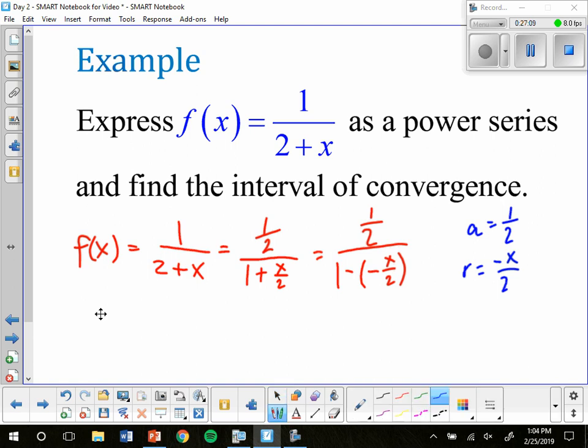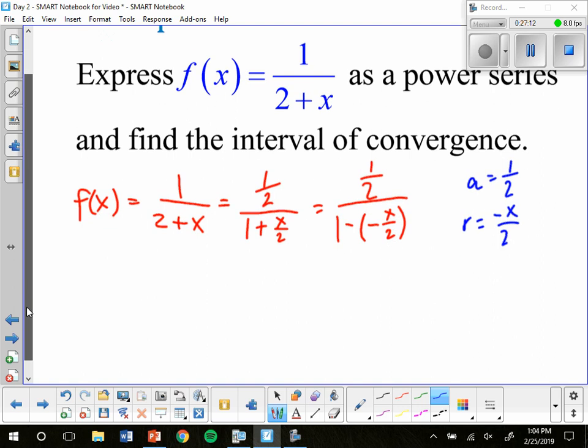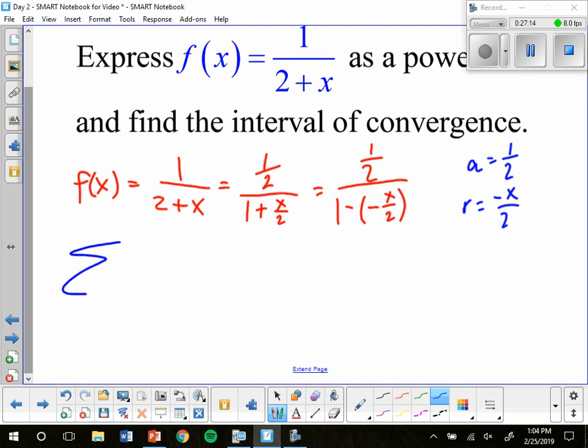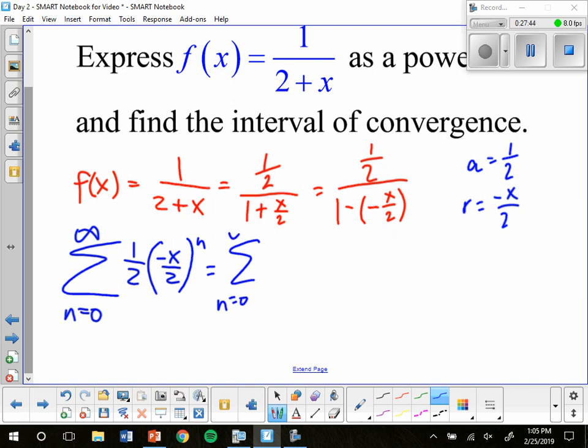How do you know that A is 1/2? Then I take my A and my r and I put it in the general form of a geometric power series, which is A times r to the n. What's A? 1/2. What's r? Negative x over 2. And so I'm done with the hard part. Now I just want to simplify that and separate my coefficient from my variable expression, just because I like it.